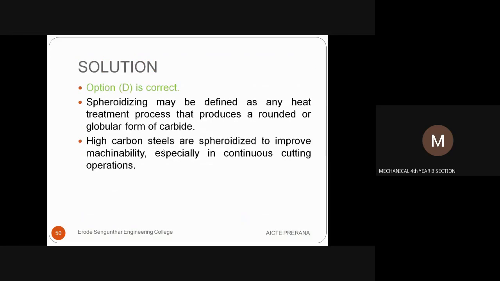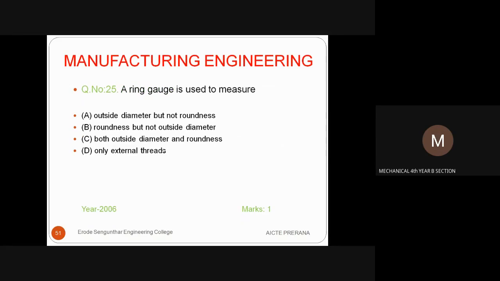Right. So the next question is, a ring gauge is used to measure what? Okay, you know about the ring gauge. You would have seen it in the metrology and measurement subject. Option 1 is the outside diameter but not the roundness, option 2 is roundness but not the outside diameter, then both outside diameter and roundness, and only external threads. First we have to know what a ring gauge is all about. Roundness can be measured only with the use of digital gauges. That you should make clear.